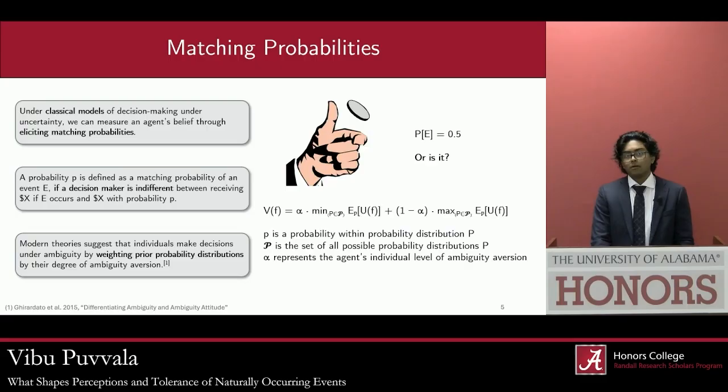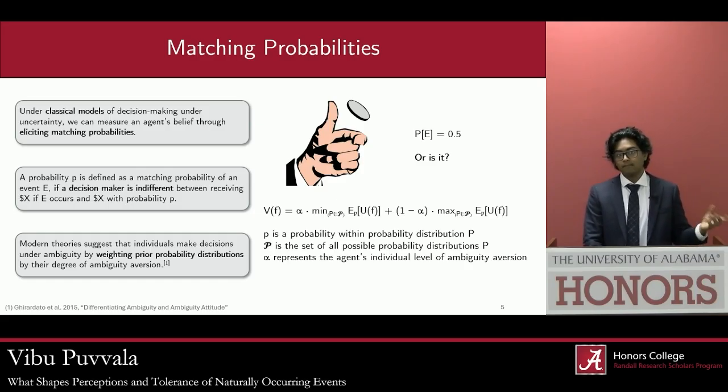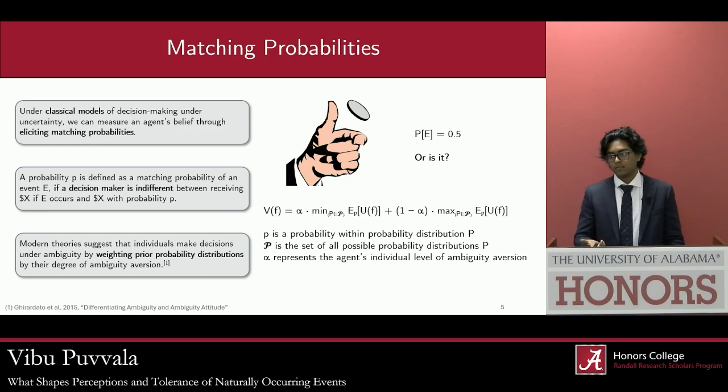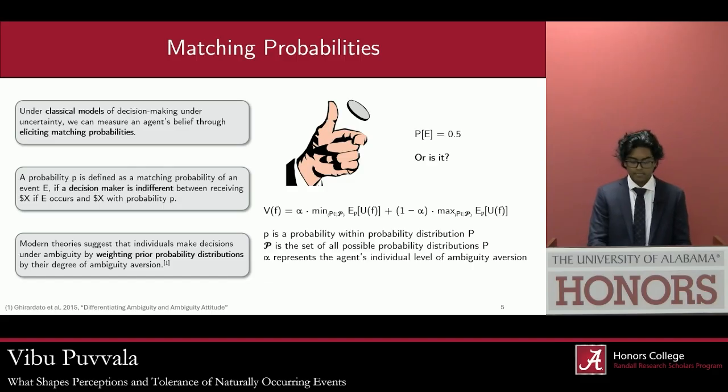Under classical models of decision-making under uncertainty, we can measure an agent's belief through eliciting matching probabilities, which are defined as the probability at which an agent is indifferent between a payoff if an event occurs and a payoff with a fixed probability. Again, going back to a coin flip, most people's matching probability for a coin flip on heads would be 50%, as most people would perceive the odds of that coin flipping heads as 50%, and they'd be indifferent towards a payoff in either case.